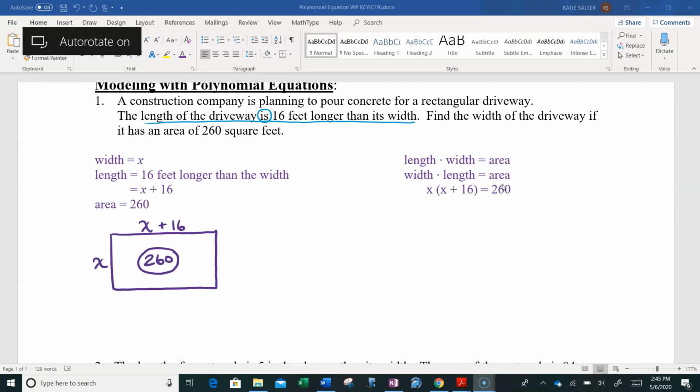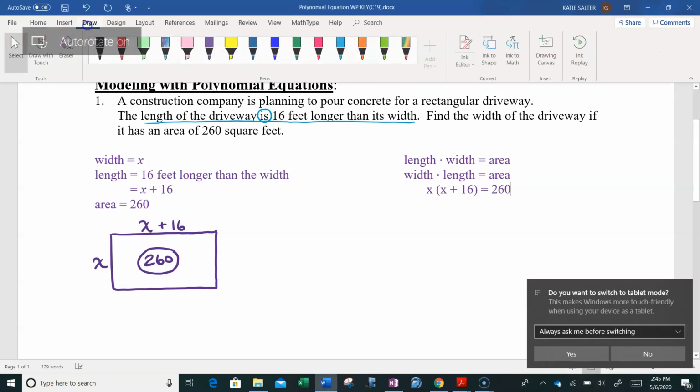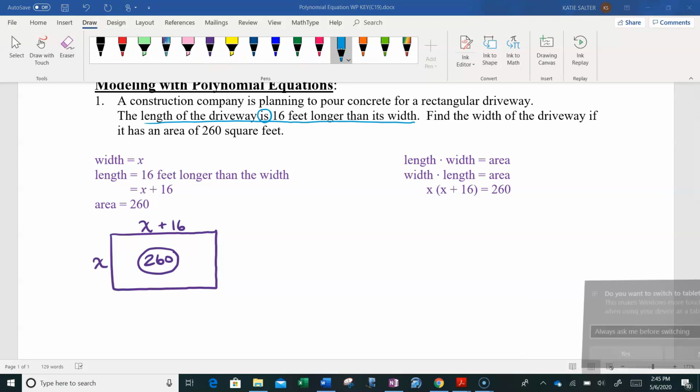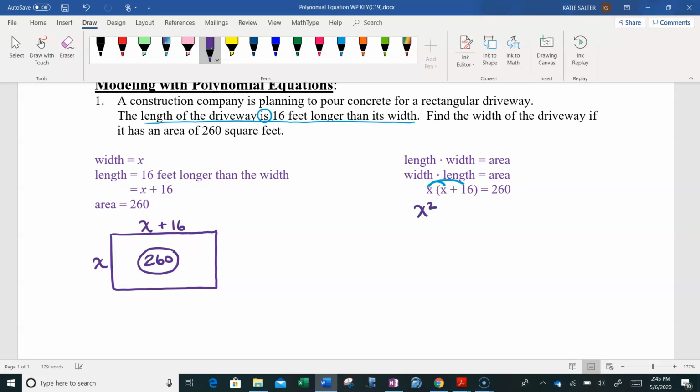So the first step is that we're going to distribute. We're going to solve this equation by factoring. But in order to do that, we must distribute and put our equation in standard form, that trinomial in standard form, before we can solve. So x times x is going to give us x squared, and x times positive 16 is going to give us 16x, equal to 260.